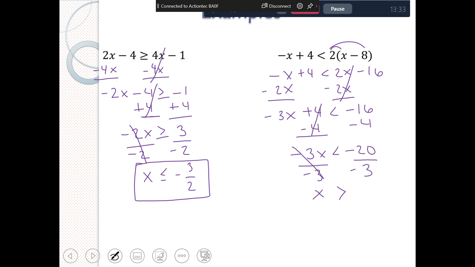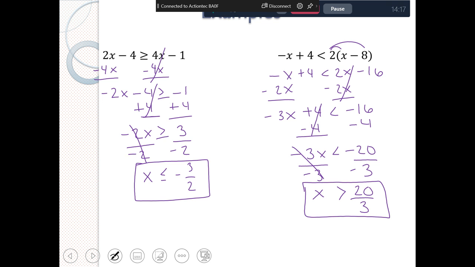Then I have a negative over a negative number, so it's going to become positive. And I'm just going to leave it just like that, because it can't reduce. 3 does not go into 20 evenly. I would divide it, and as a decimal, it would be 6.6 repeating, so it would be in between 6 and 7. Does that make sense? It wouldn't be perfect, but the graphing portion doesn't have to be perfect, okay?